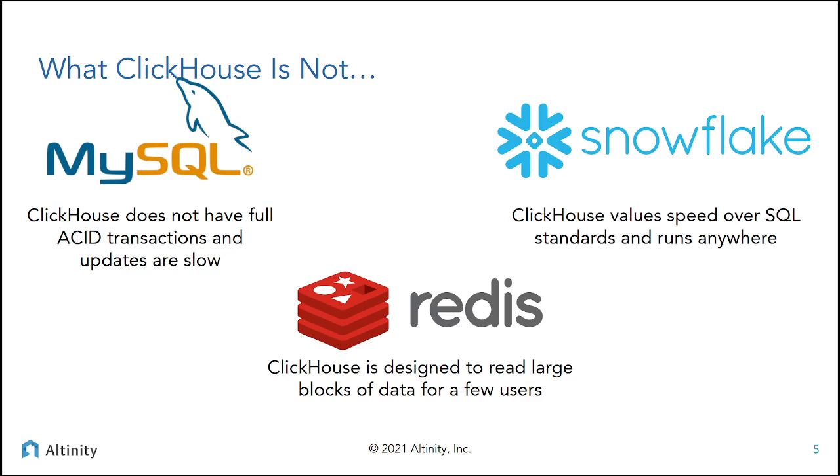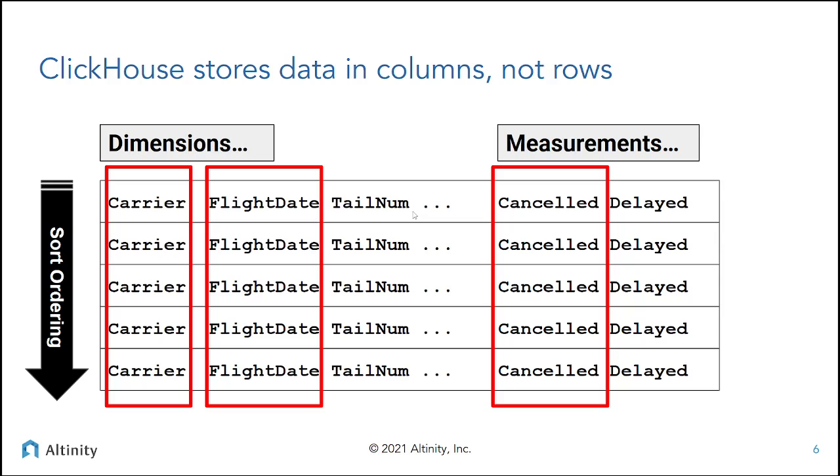So Redis is used as a front-end cache. It's also used for things like shopping carts, where you have potentially hundreds of thousands of concurrent users who need to get answers very quickly. ClickHouse is designed to read very large blocks of data, not small things, and to do it for a relatively small number of users that might be in the hundreds, but not tens of thousands. So how does ClickHouse do what it does well, which is to read data?